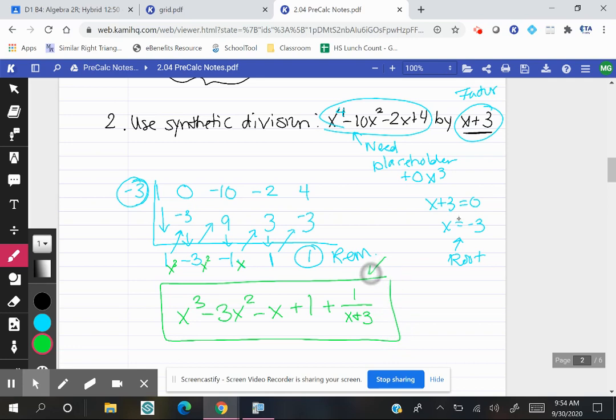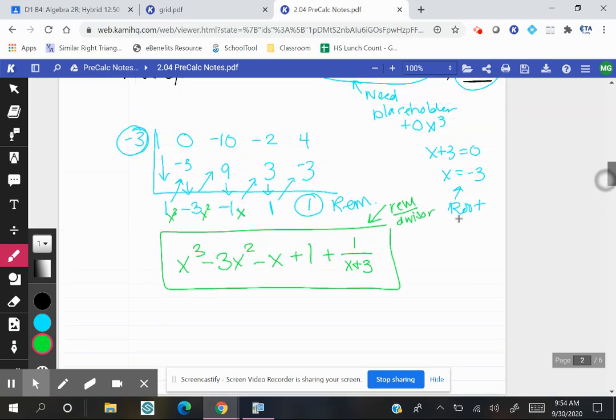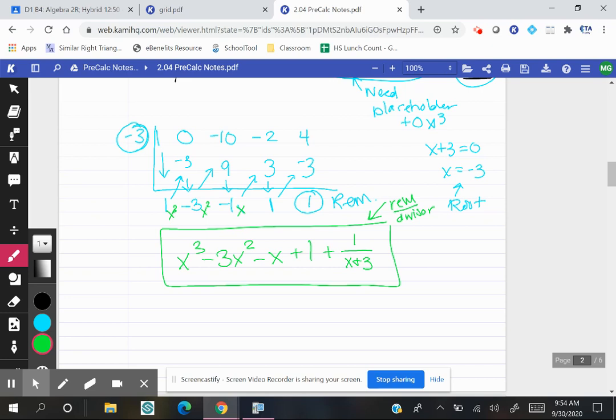So remember this part at the end again, you take your remainder over whatever that factor is that you're dividing by there. So your divisor. And that's it for synthetic division.